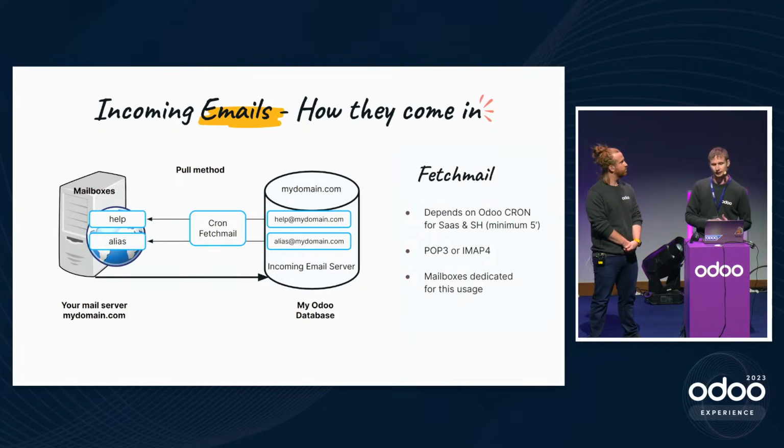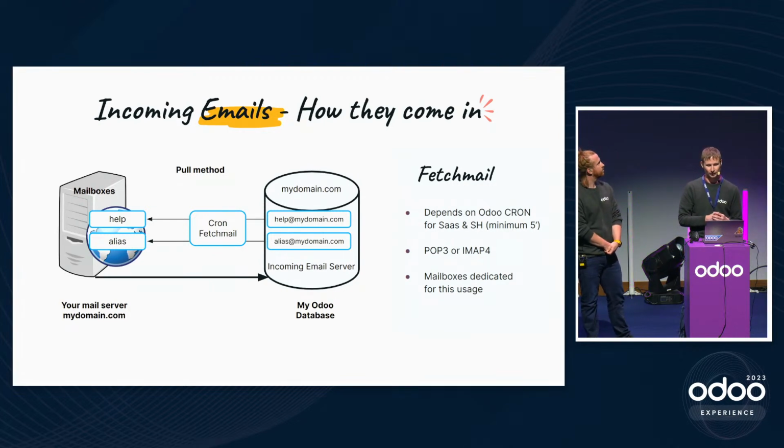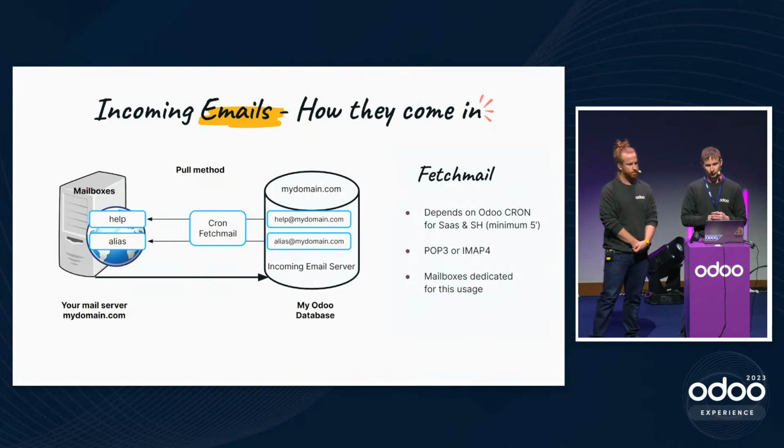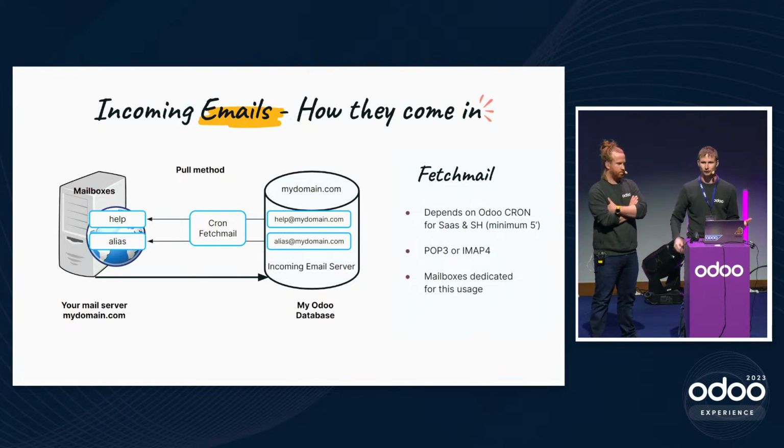As I was saying, this depends on the cron. So it means that you won't receive directly the emails from the database. You will have to wait a new occurrence of this cron. So this is mainly for SaaS and SH databases. Note that you will have to wait at least 5 minutes. Don't try to put 1 minute in there. It won't work. With this method, you can, of course, use the two protocols, either POP3 or IMAP4.